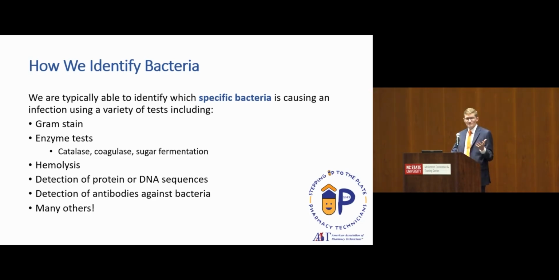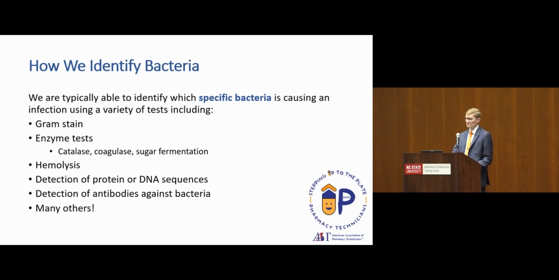We can use enzyme tests to test for the presence of different enzymes that bacteria use for their essential functions, like catalase, which breaks down hydrogen peroxide, coagulase, which breaks down blood. We can test for the ability of bacteria to ferment sugars and use those sugars for energy. We can test for their ability to hemolyze blood, hemolysis. We can detect different protein or DNA sequences in bacteria, sort of like genetic testing.